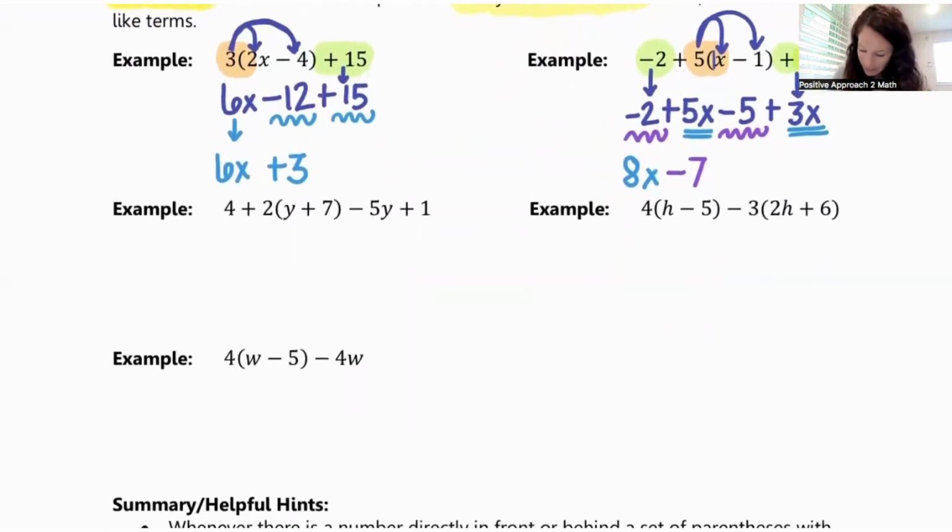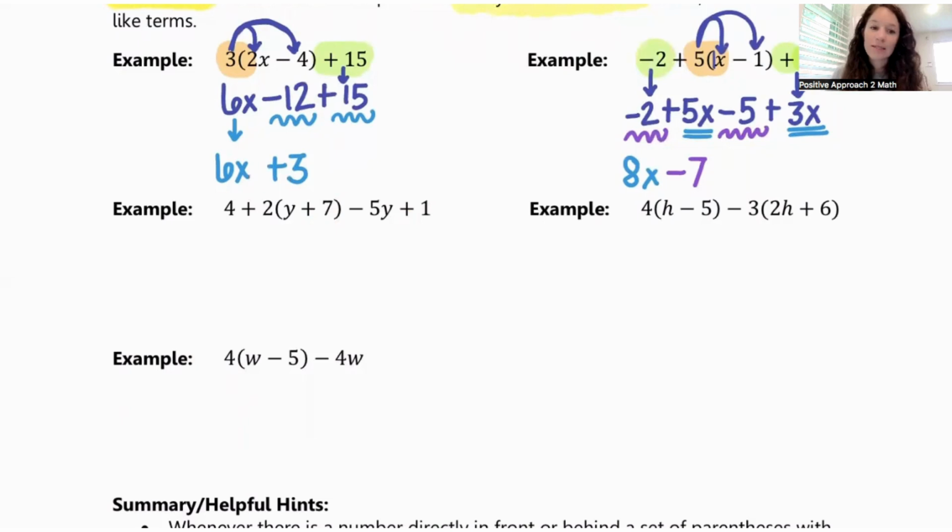Okay, let's look at this third example. So looking here, a bunch of terms. Remember, do not think, oh, I can do 4 plus 2 and call that 6. Do not think I can combine constants first and do 4 plus 7 plus 1. All of those are major, major, major no-nos. You look for your distribution first.